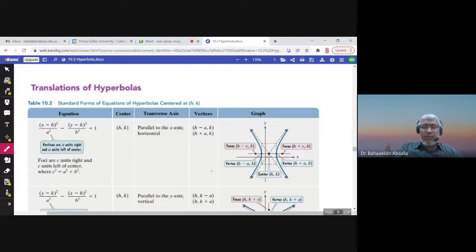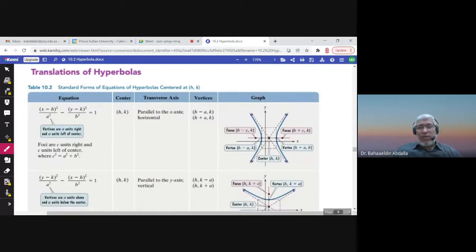We will talk about translations of hyperbolas. So we will translate the center from 0, 0 to (h, k). And as we did in the ellipse, when we translate the center, the equation changes. Instead of x squared, y squared, I'll have (x minus h) squared and (y minus k) squared.